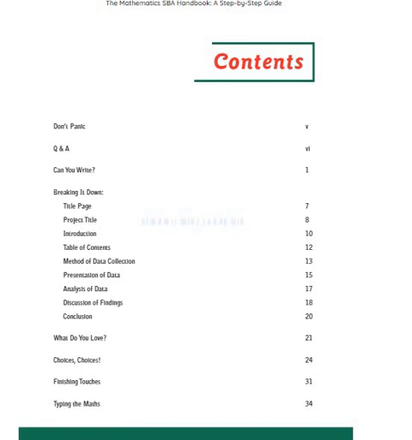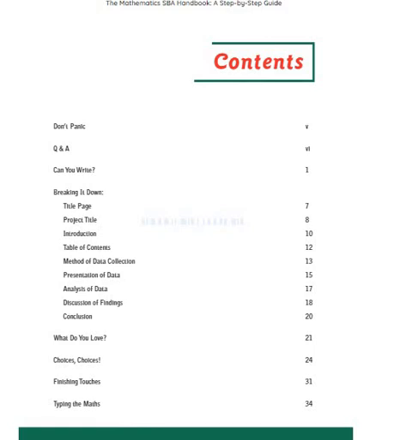First off, the author encourages us to not panic when we are about to complete this SBA. We have a question answer segment. Can you write a break it down segment? The break it down segment has to do with the title page, project title, introduction, table of contents, method of data collection, presentation of data, analysis of data, discussion of findings, and conclusion. Now, these are the different headings that you will need in your SBA, from title page to conclusion.